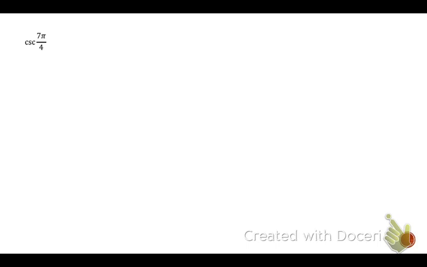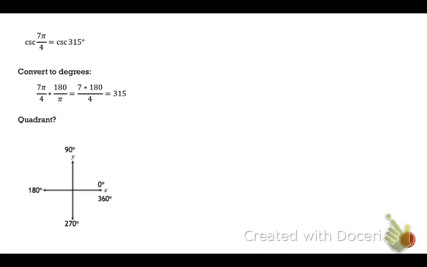Cosecant of 7 pi over 4. So first, let's convert to degrees. So 7 pi over 4 times 180 over pi. Pi's cancel. You're left with 7 times 180 divided by 4, which is 315. So let's find the cosecant of 315. So the quadrant, that's in the fourth quadrant. My reference angle, 360 minus 315 is 45.